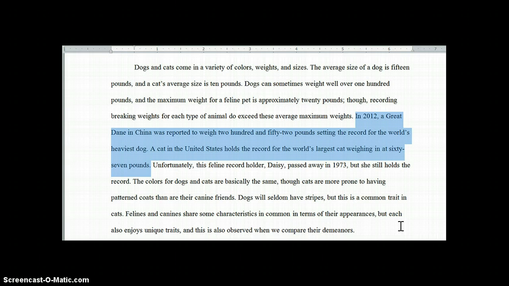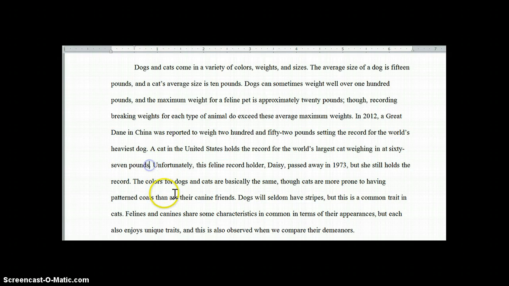I want to point out something very important. I am not using a quotation from a source. Instead, I have restated information from that source using my own words. You must give credit any time that you're borrowing even an idea. Both with quotation and paraphrased information, you must include an in-text citation.